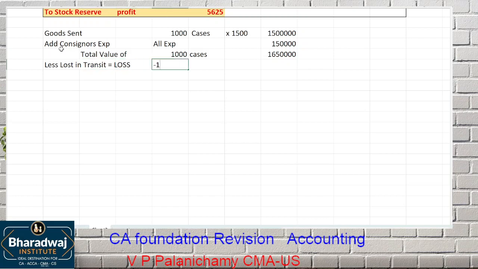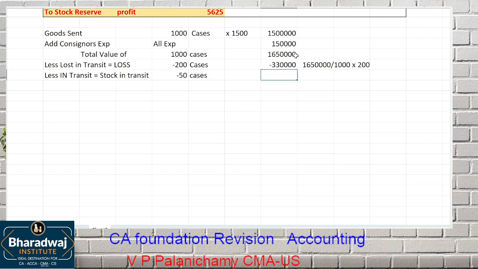How many cases are lost in transit? 200 cases lost in transit. What value will it come to? 16,50,000. If it is for 1000, what is it for 200? How much? 3 lakh. Then less in transit. This is called stock in transit. How many are there? 50 cases. It is valued on the same principle. Same principle, into 50. That is all. How much will it come to?